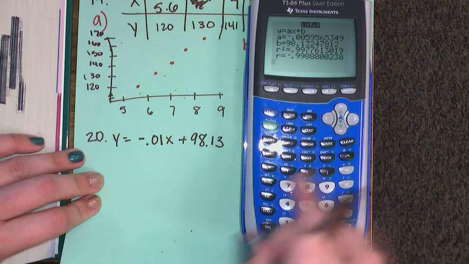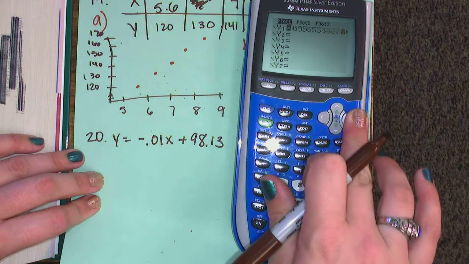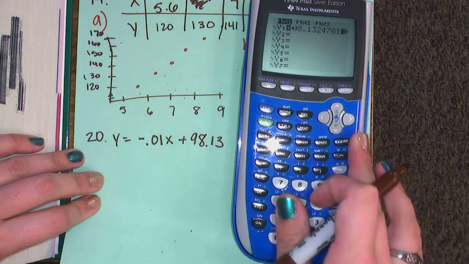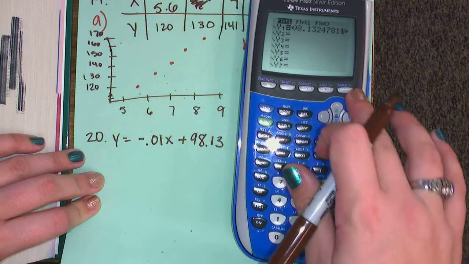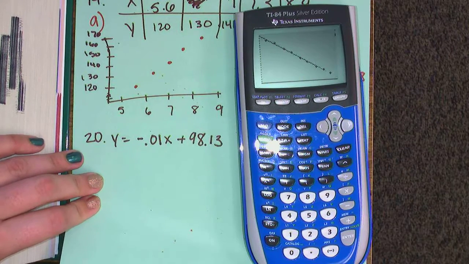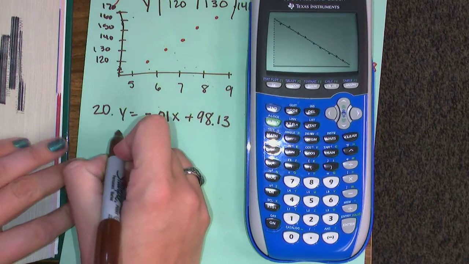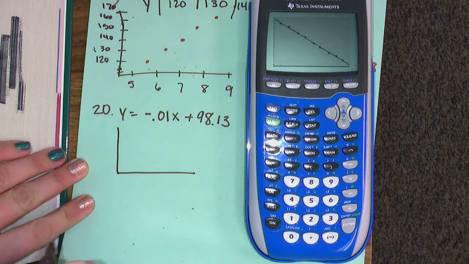Okay, if you go to your y equals, you'll see that equation written there out to like 1,000,000 decimal places. And then if you just hit your graph button again, and now it'll graph the line through your scatter plot. Hit graph. Okay, so now basically all I'm looking for on your paper is for you to copy your calculator screen.